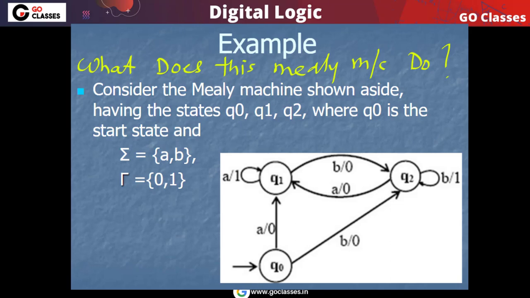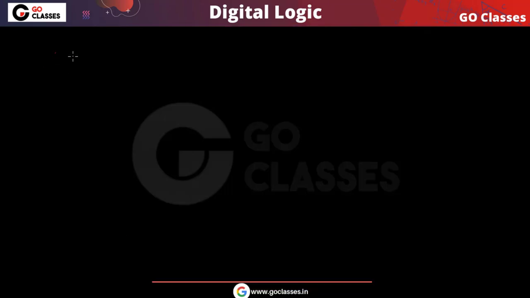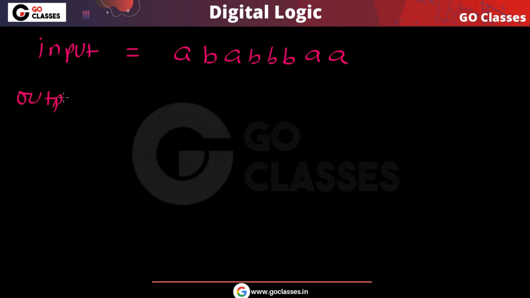For example, take some string. Let me take the input string as A, B, A, B, B, B, A, A. So let me take this string. Then what will be the output? Let me check it out. So for this string, A, B, A, triple B, A, what will be the output?